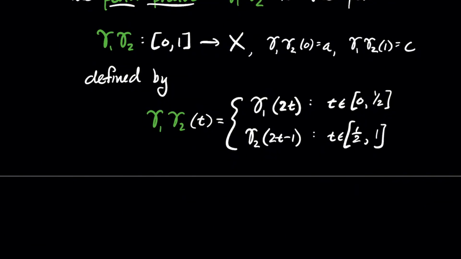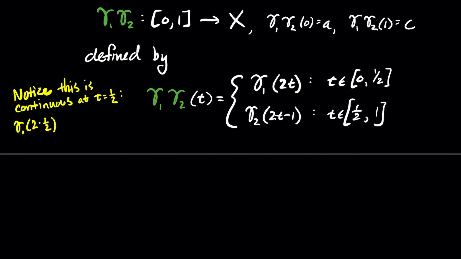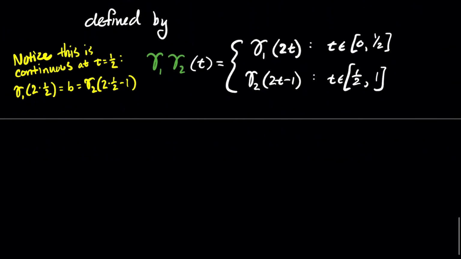And you might be a little bit worried, like, there are these two pieces here and they have this common input 1/2. If this is supposed to be continuous, remember the outputs have to agree there. And notice that this is continuous when t equals 1/2, because when I plug in 1/2 into gamma 1, I get gamma 1 of 1, and I know that that's B by definition of gamma 1. But when you plug in 1/2 into gamma 2, you also get gamma 2 of 0, which by definition is B. Remember, gamma 2 starts at B. So I am at B at both these spots, so in other words, we're continuous when t equals 1/2.